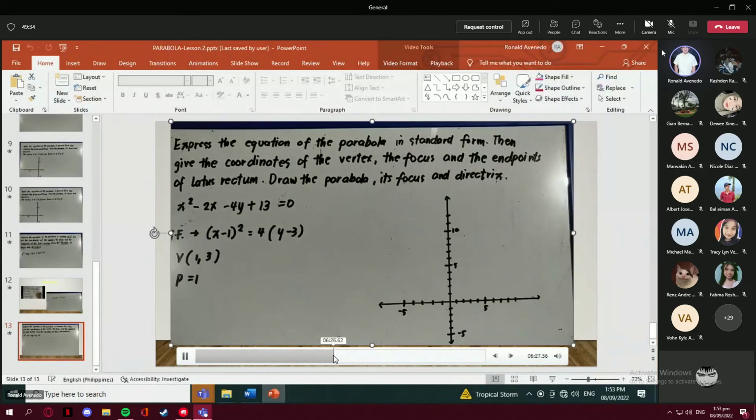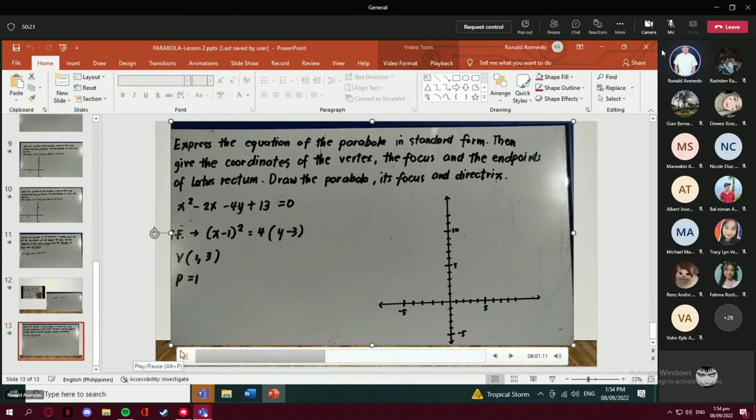X minus 1 square is equal to. Can you hear me now? Can you hear me now? Yes, sir. Sige.